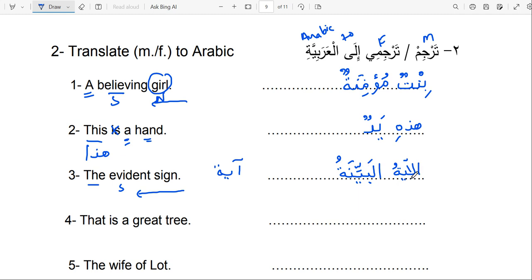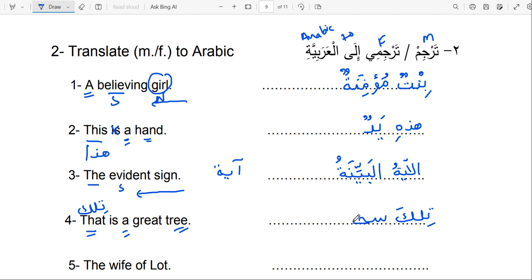Now that means the far demonstrative pronoun. What is the far demonstrative pronoun for feminine? It's tilka. We did this, right? Tilka. And then it's indefinite. All right, so first we will put the demonstrative pronoun. Tilka. A great tree. So the noun first. In Arabic, the noun comes first. Tree is shajaratun.